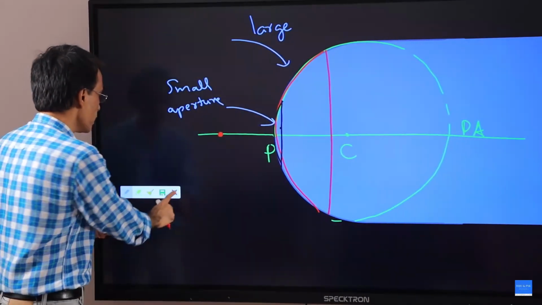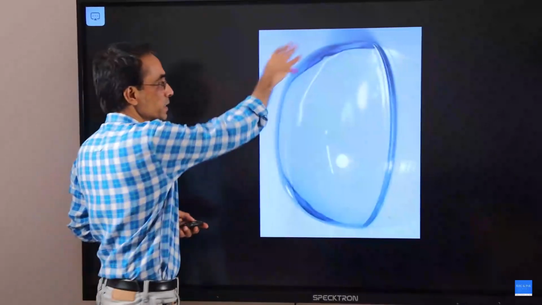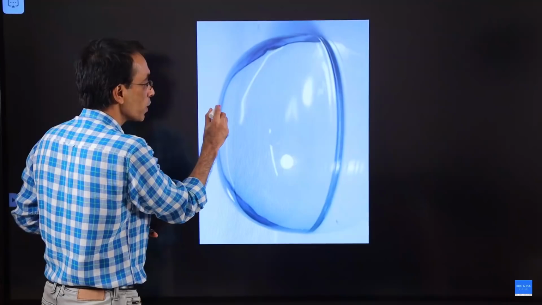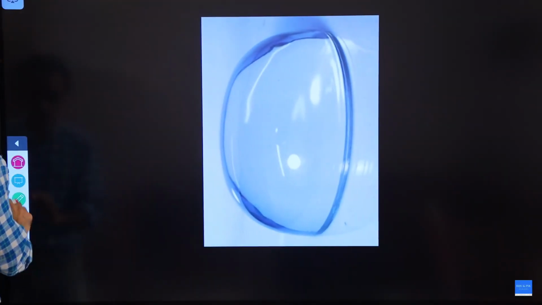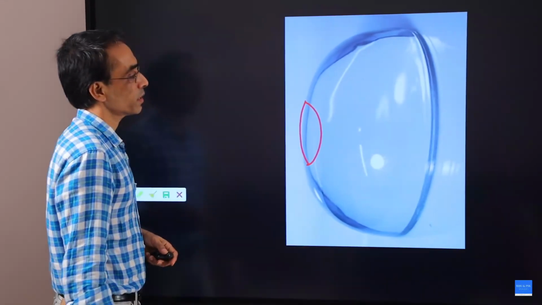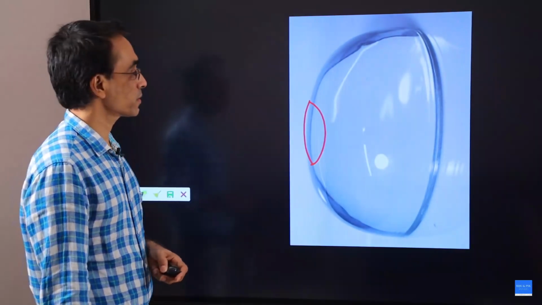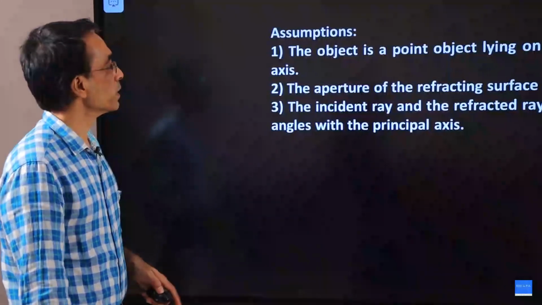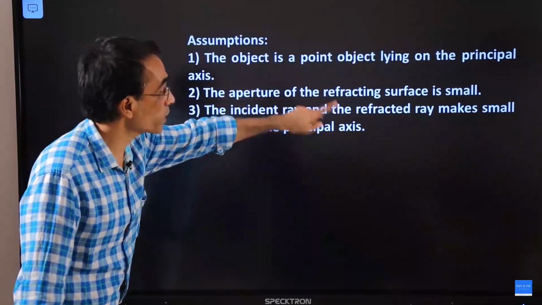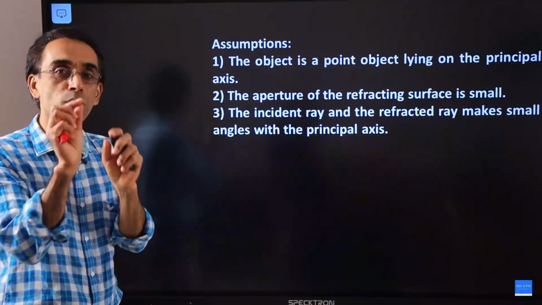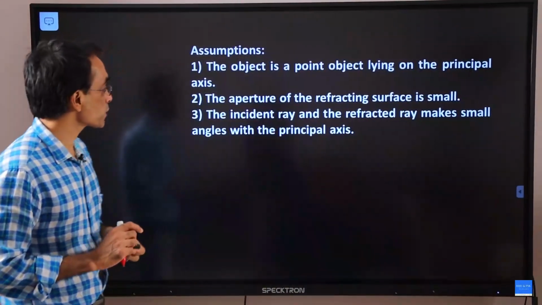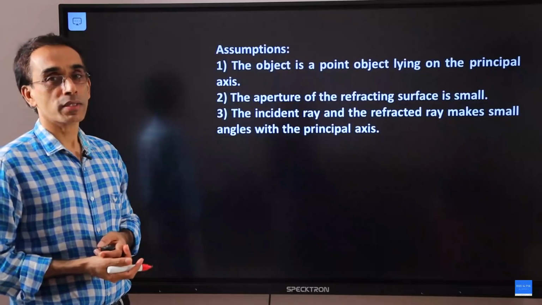What is the meaning of this? I'll explain it. In this spherical surface, you are not taking the whole surface area, you are taking only a small portion of this, only this much. The aperture will be very small. So, the object is a point object lying on the principal axis. The aperture of the refracting surface is small. You are taking only a small section of that. The incident ray and the refracted ray make small angles with the principal axis.